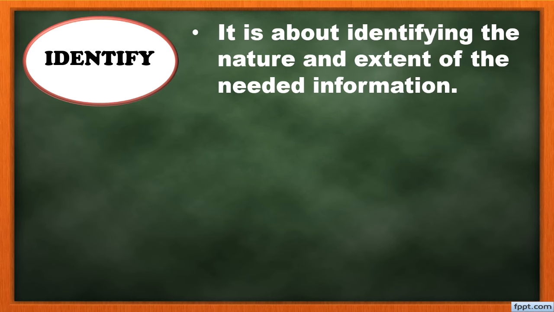So it is about identifying the nature and extent of the needed information. So in this stage, your purpose is to identify the kind and the nature of information that you need. And also, it is in this stage you will identify the extent of the information that you need. So of course, you will identify your research, you will set your title. So from there, you will identify what kind of information you will need.